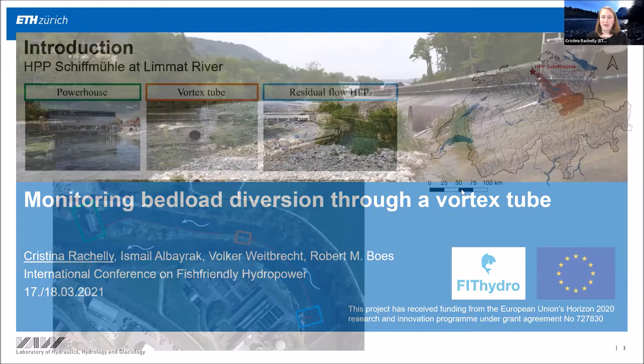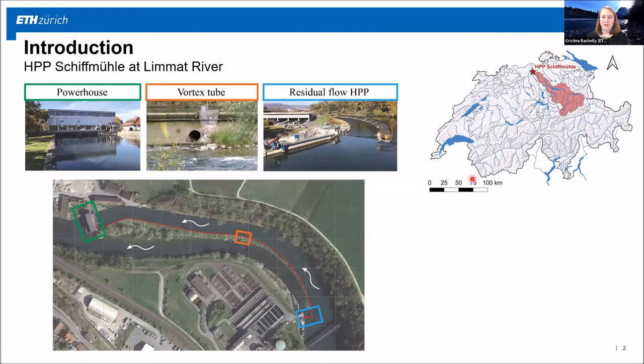So where are we? Again, as yesterday, at the hydropower plant Schiffmühle in Switzerland. It's at the Limmat River, and you can see the catchment that drains at the hydropower plant here. As Armin mentioned yesterday, the Limmat River is impacted by a chain of hydropower plants along its course, and one of them is hydropower plant Schiffmühle, which you can see here. Here in the upper part, you have the headwater channel, and here you have the residual flow reach.